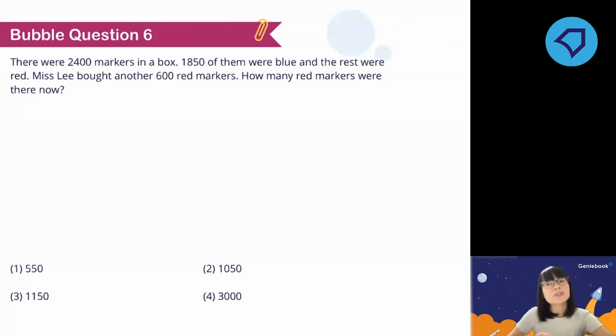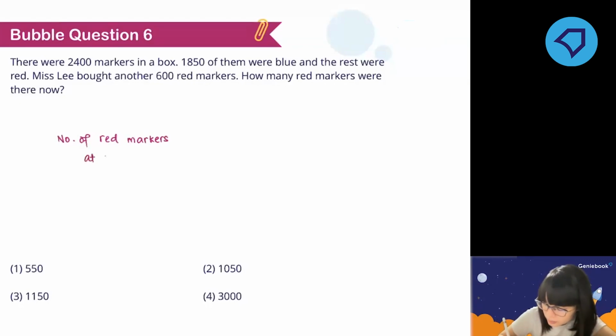You have 2,400 markers in a box. 1,850 of them were blue. The rest were red. So we want to find the number of red markers at first, okay? Let me put at first. So how do you find the number of red markers at first? Minus. Excellent job.